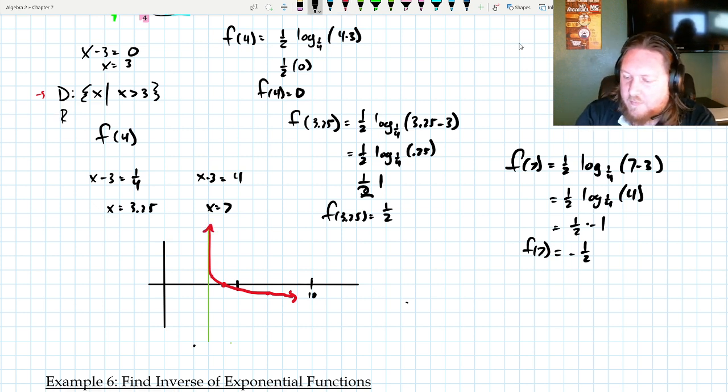And of course, I didn't say it before, but the range is all y in the reals.